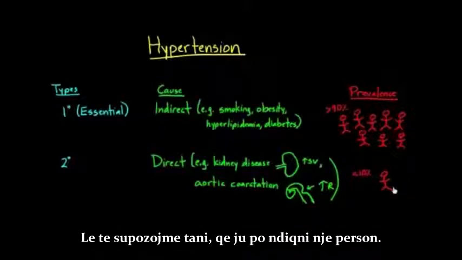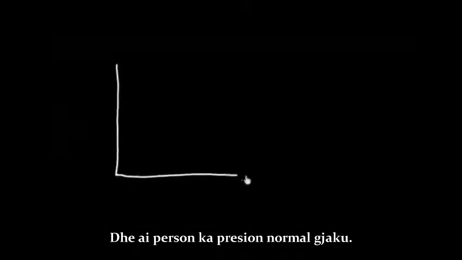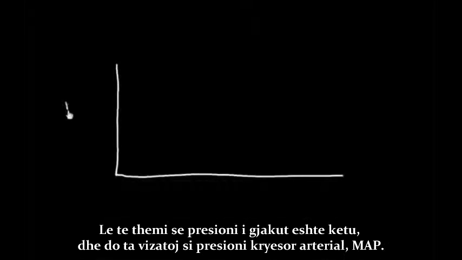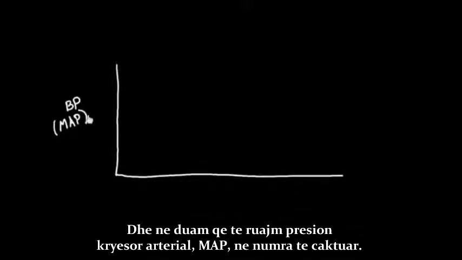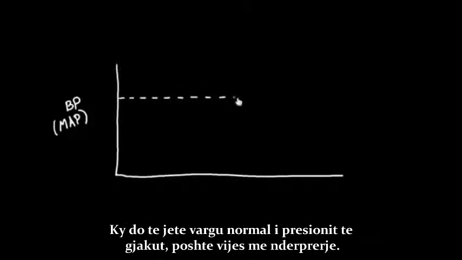So now let's assume that you follow one person over time, one individual, and that person used to have normal blood pressure. Let's say this is blood pressure over here, and I'm going to write it out as mean arterial pressure, MAP. And we want to maintain a mean arterial pressure of a certain number. So this would be like a normal blood pressure range, right? Something below this dashed line.